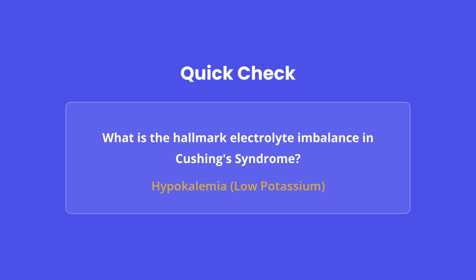Quick check. What is the hallmark electrolyte imbalance in Cushing's syndrome? The answer is hypernatremia, due to the high mineralocorticoid effect.